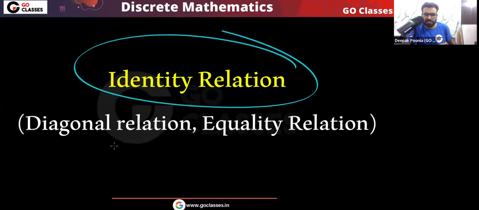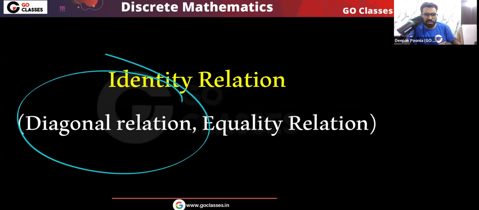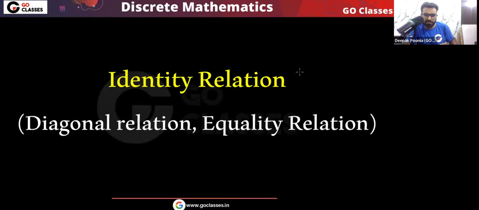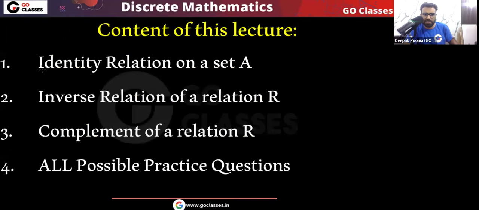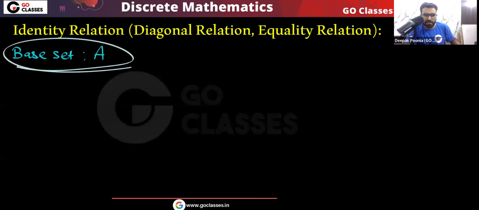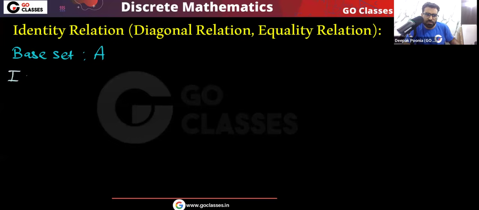Let's study what is identity relation. It is also called diagonal relation or equality relation. So these are different names for identity relation. Let's see the definition of identity relation. Let's assume we have a base set, or I can say a set A. Now, what is the identity relation on set A? Let's see the definition of that.